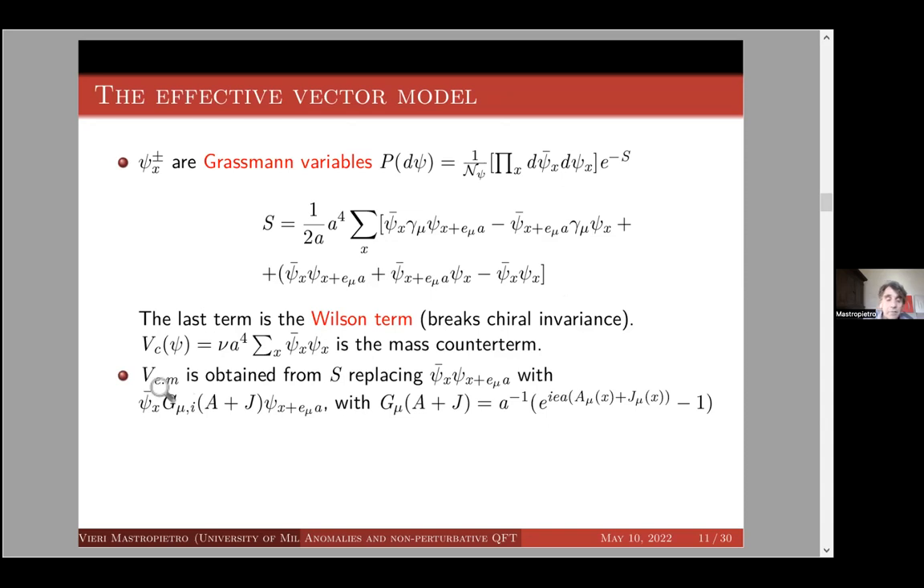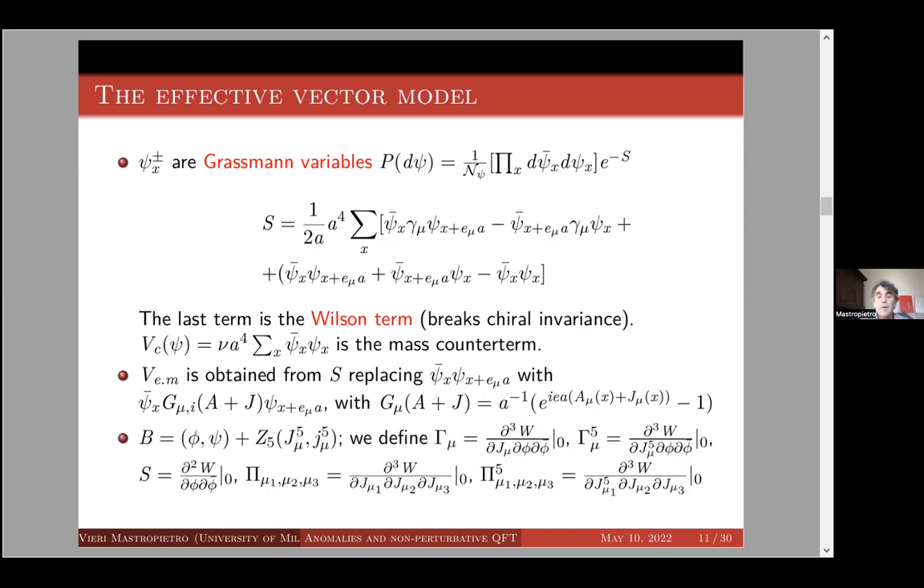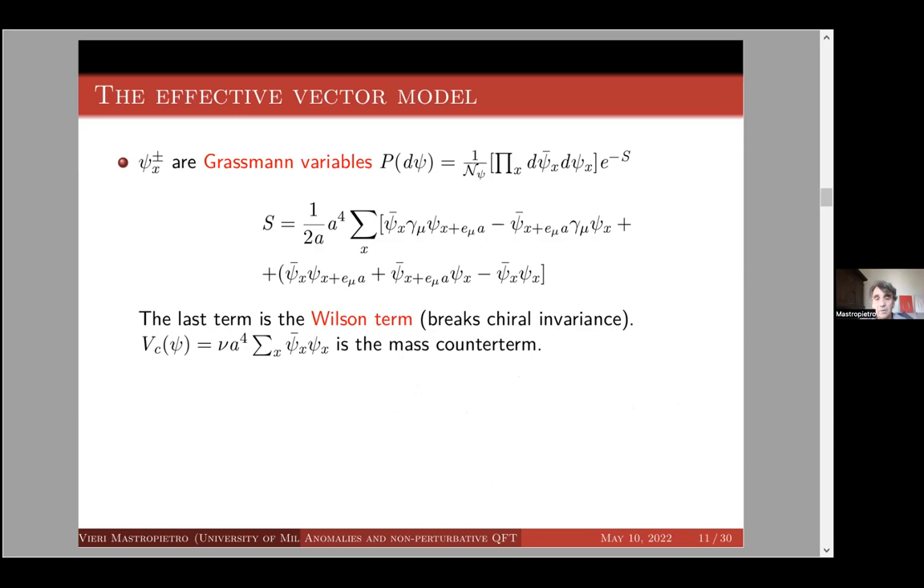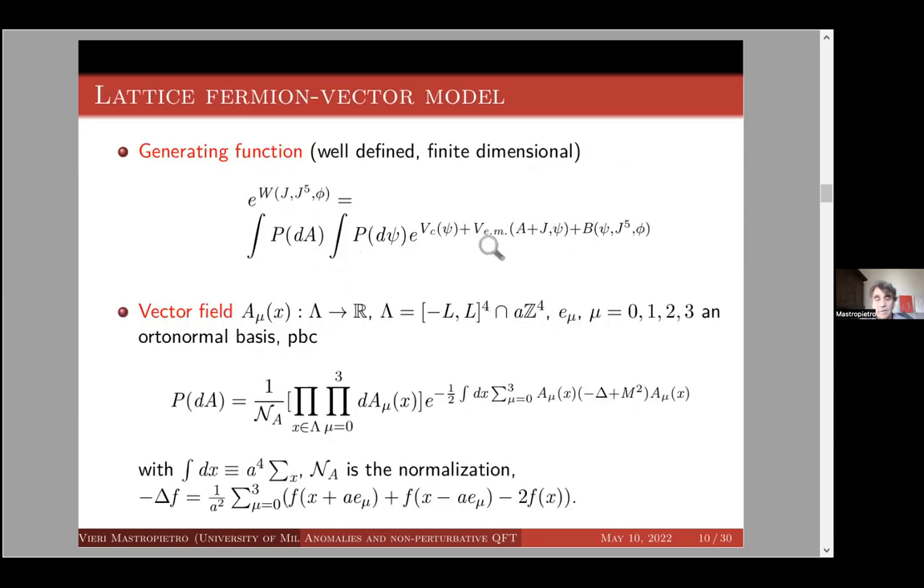So what is the interaction? The interaction is obtained by doing what is called the Mayer substitution. I replace the difference psi bar x psi x with this exponential. And then I defined everything, I hope. So V electromagnetic, I call it electromagnetic, but this is not really the photon, it's a massive photon, it's a vector field.